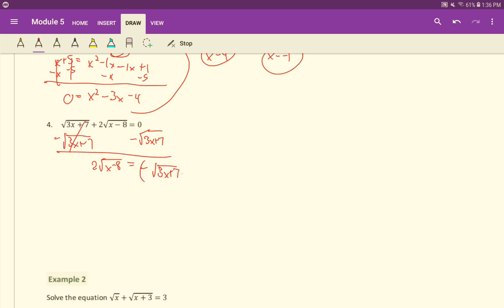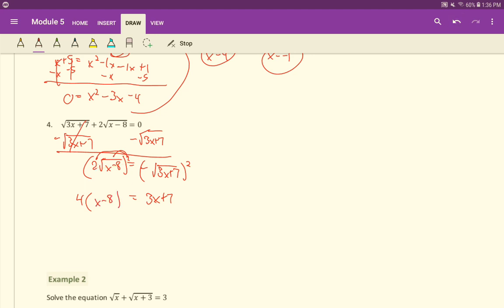Now we have our square root isolated. We will square both sides. When you square a negative root like this, it still just cancels out because a negative times a negative becomes positive. So we're just going to end up with 3x plus 7 there because that root and the square will cancel. Likewise here, we're going to square the 2 and square the square root. So 2 squared gives us 4, and then the square root of x minus 8 squared is going to give us just x minus 8.